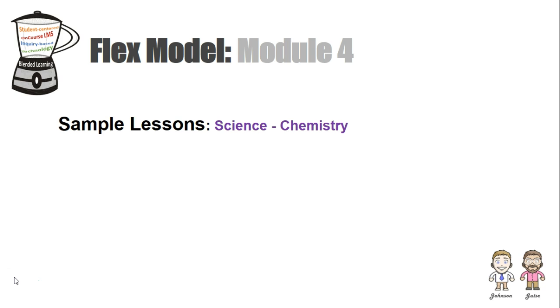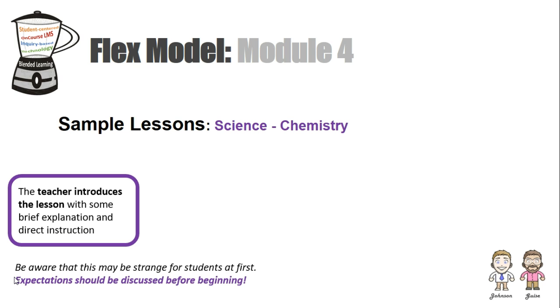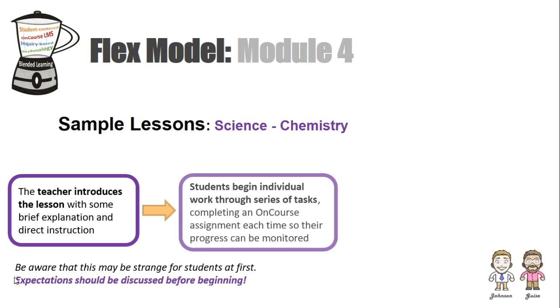The first sample lesson we're going to show you is a science lesson in a chemistry class. This is one that I've actually tried myself. The lesson starts off, as it usually does, with some direct teacher introduction, a brief explanation, and typical direct instruction on the content that's about to be learned. You have to be aware that just like this is going to sound pretty strange to you hearing about it for the first time, it might be strange for your students too. So if it's the first few times that they're taking part in something like this, it's a good idea to have a quick discussion about the expectations of how this lesson is supposed to work, because it will be different than what they're used to.